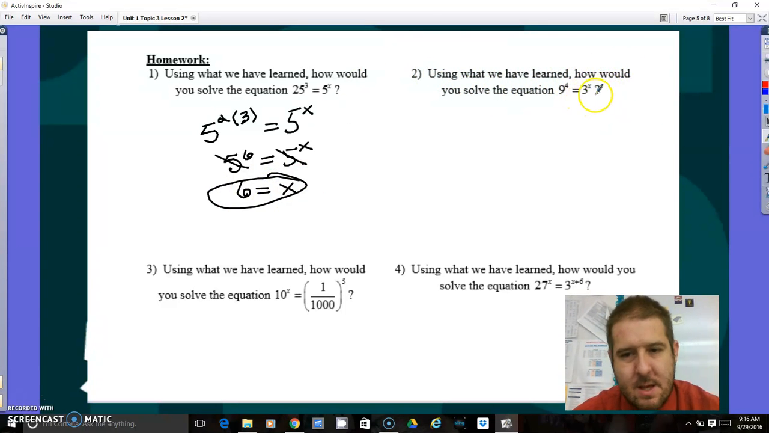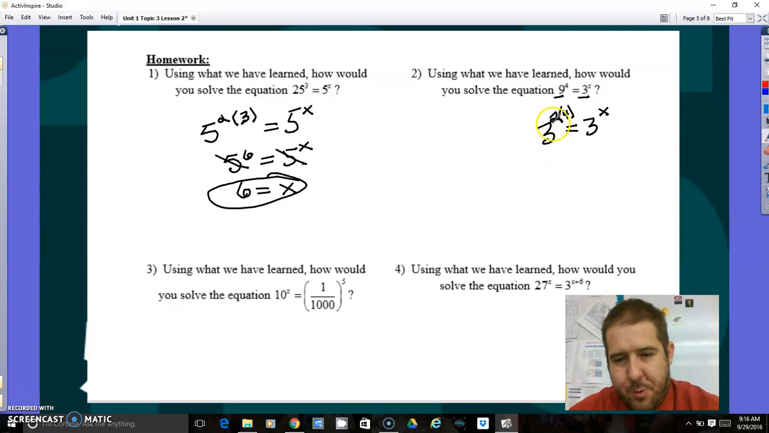Question number 2, using what we have learned, how would you solve the equation 9 to the 4th equals 3 to the x? Well, first ask yourself, can you make the bases the same? Well, I can. This one is 3, so I'm going to leave that one alone. But 9 is the same thing as 3 squared. But there's also a 4 there, so you got to leave it there. So 3 to the 2 times 4 is 3 to the 8th equals 3 to the x. And then cross off your bases, and then you've got x equals 8.